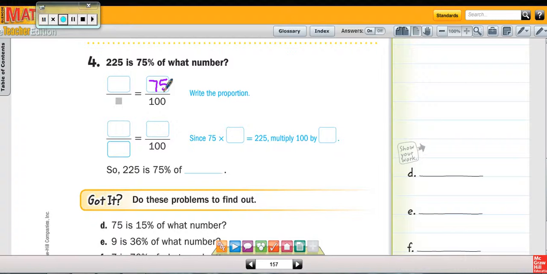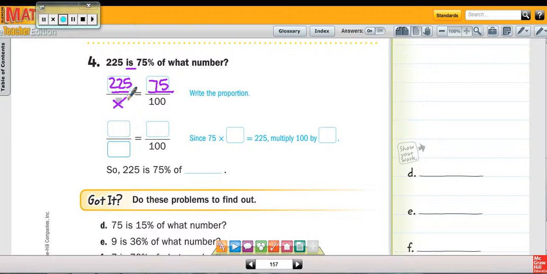Now that 225, is that the part or is it the whole? Is it the is or the of? The part, because it has the word is right behind it. Because 225 and 75, these are the same, aren't they? 225 is 75. They have to be lined up, both in the numerators. Now we have our missing value. We'll call it X again. Doesn't matter, it's just taking the place, right?